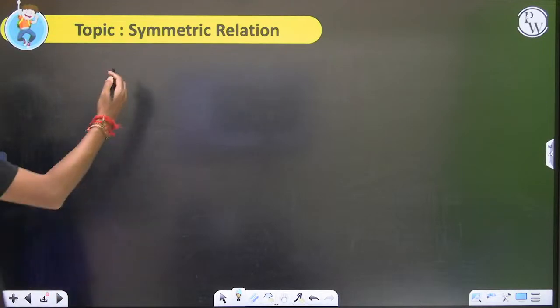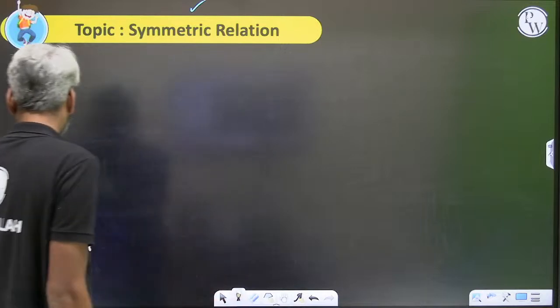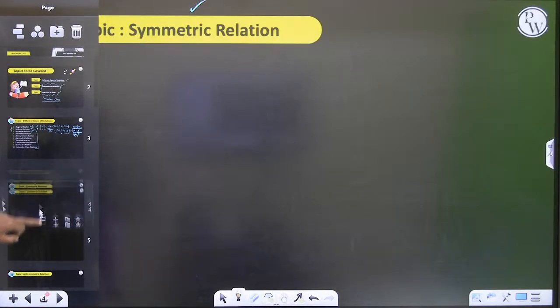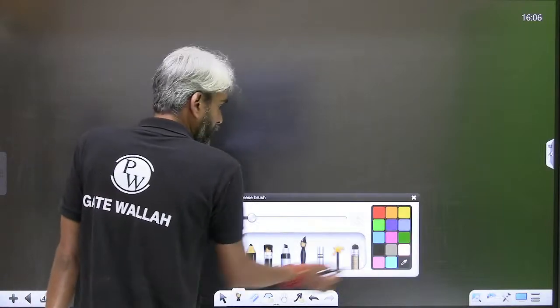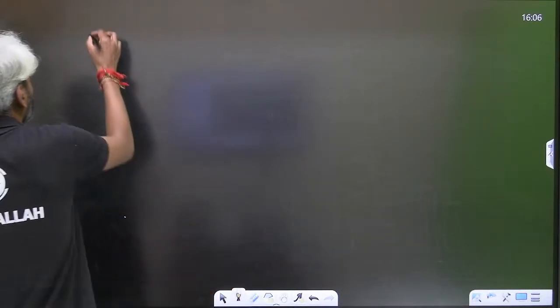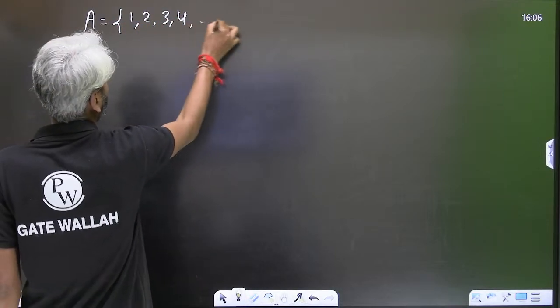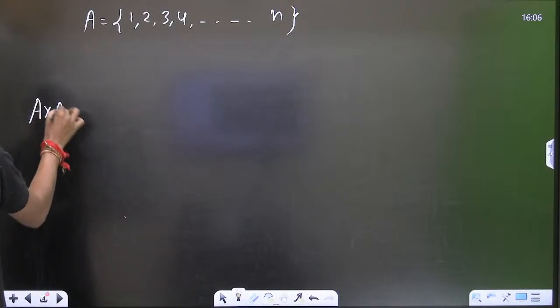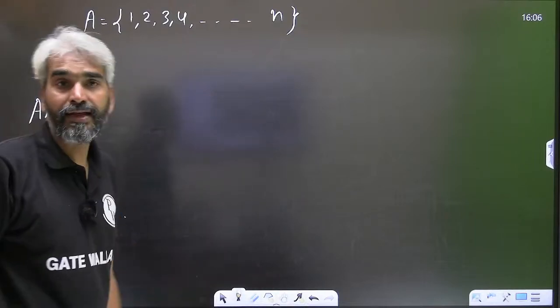Let's begin with the symmetric relation. What do we mean? The name symmetric itself suggests something. But anyway, before we start the discussion, to explain the concept, I'll require A cross A, so that you will understand the things about the number of relations in more detail. Let's assume A is a set which contains 1, 2, up to n elements. Then what did we say? The Cartesian product A cross A will be the set of all ordered pairs from A to A.